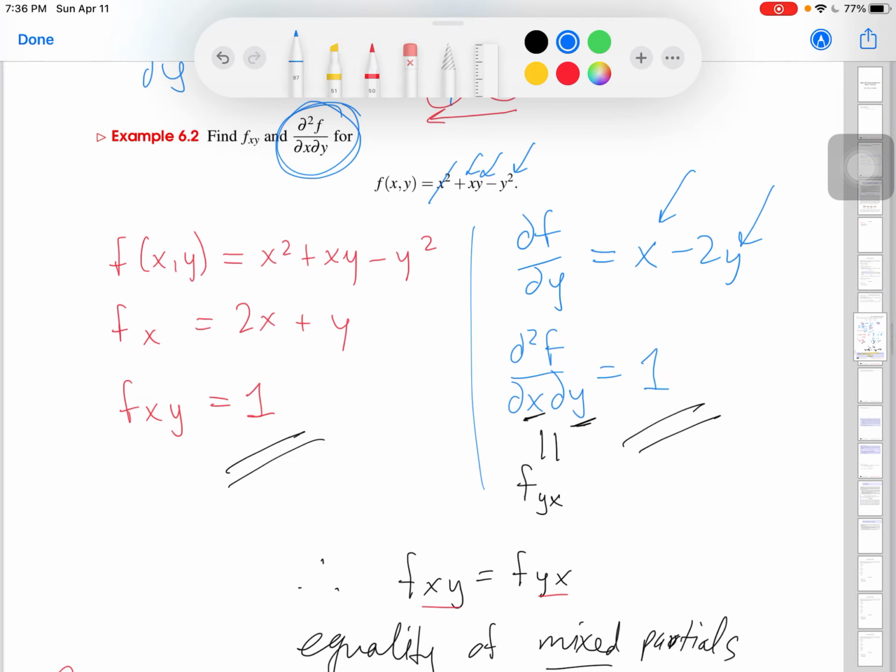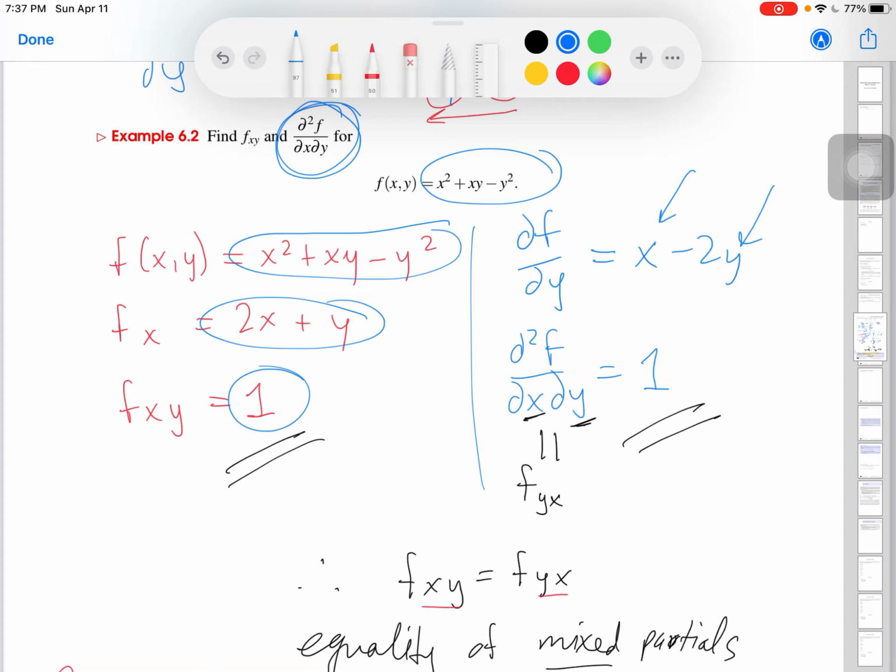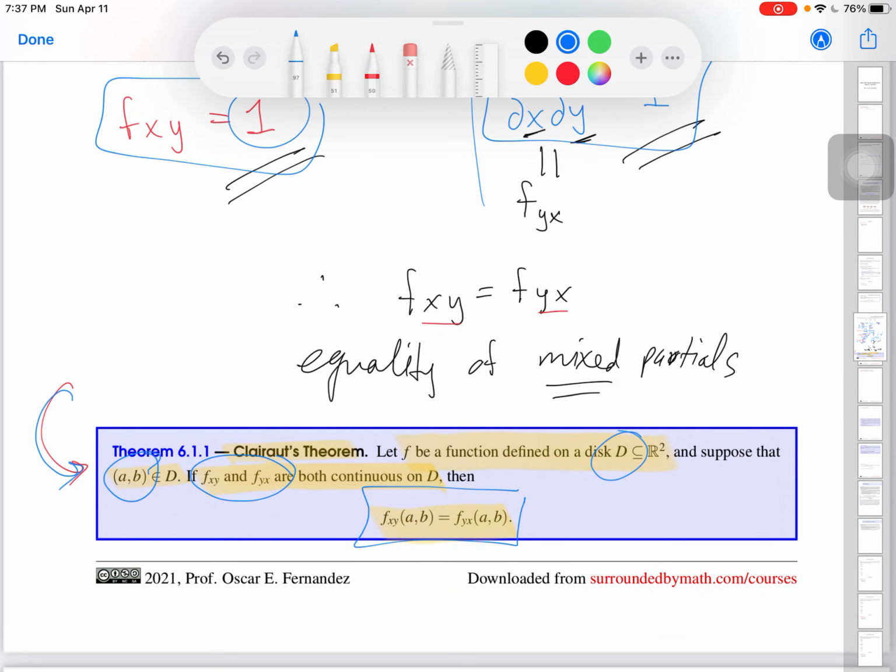We saw in the previous lesson that multivariable polynomials are continuous everywhere. This is a multivariable polynomial, so its partials, no matter how mixed or not, are going to be other multivariable polynomials, and they're also going to be continuous everywhere. So for every multivariable polynomial function, the mixed partials are always equal everywhere. That follows as a corollary of this theorem.